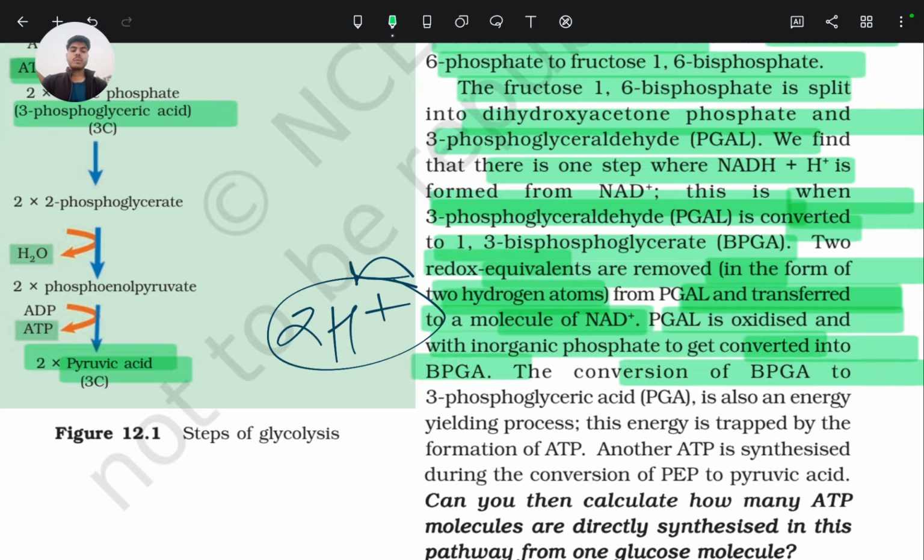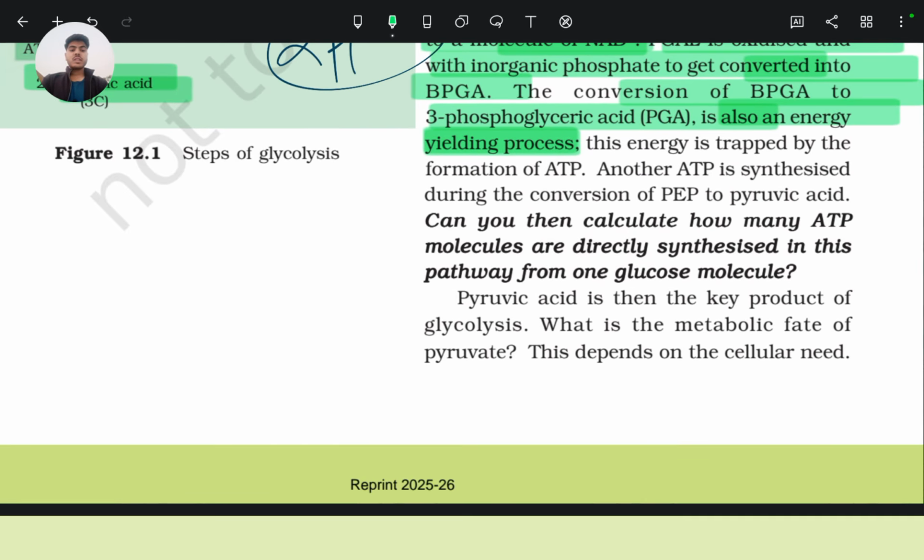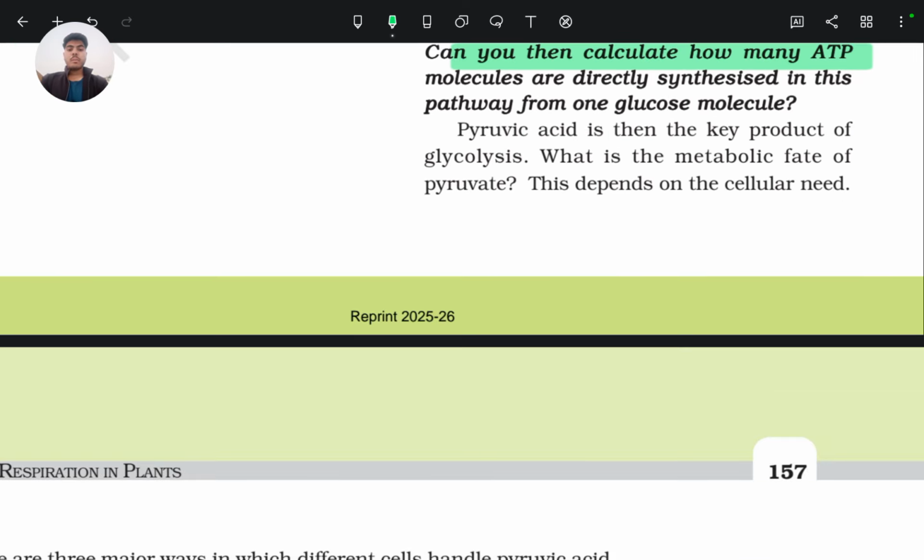This conversion of BPGA to 3-phosphoglyceric acid is also an energy-yielding process. This energy is trapped by the formation of ATP. Another ATP is synthesized during conversion of phosphoenolpyruvate to pyruvic acid, that is at the 10th step. So we can then also calculate ATP. Pyruvic acid is then the key product of glycolysis. So the key product of glycolysis is pyruvic acid.